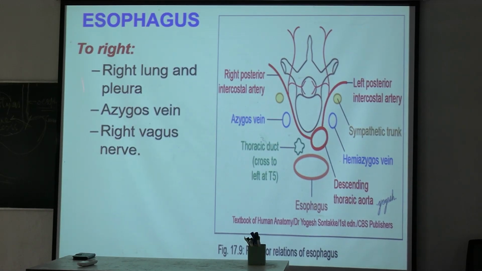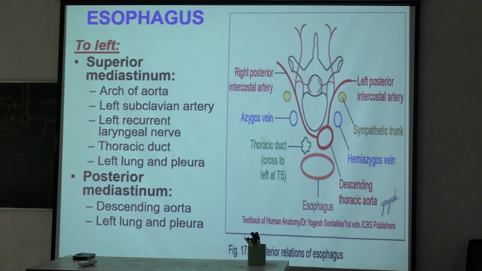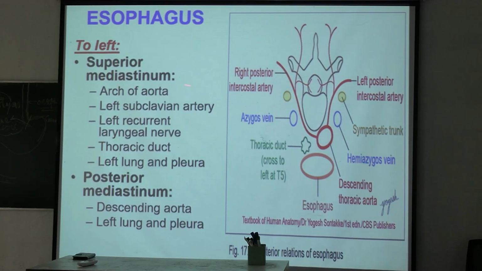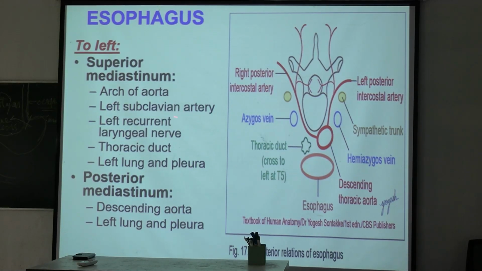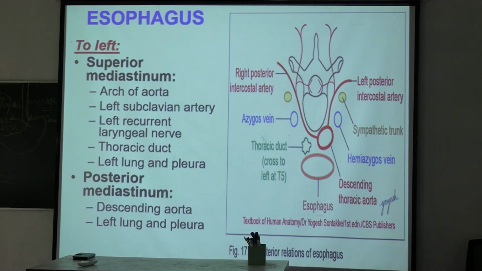Okay. Next, to the right lies the right lung and pleura, azygos vein on the right side. Here will be the right lung and pleura and right vagus nerve. And to the left, in the superior mediastinum, lies the arch of aorta, left subclavian artery, left recurrent laryngeal nerve, thoracic duct, left lung and pleura. And in the posterior mediastinum, here lies the descending thoracic aorta, left lung and pleura. In both cases, left lung and pleura is common, the rest are changing. Superior mediastinum: arch of aorta, and the rest here will be thoracic duct, left recurrent laryngeal nerve, left subclavian artery.